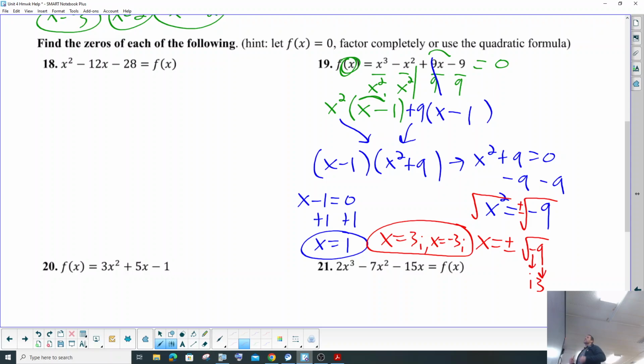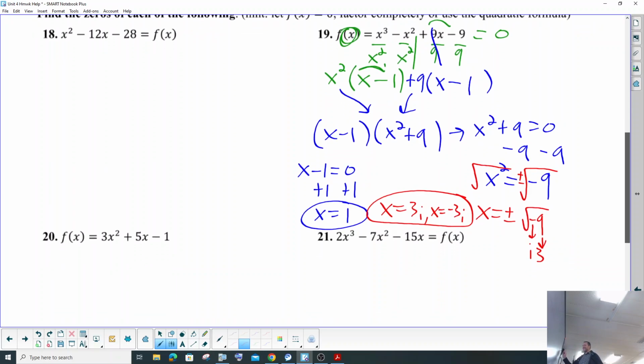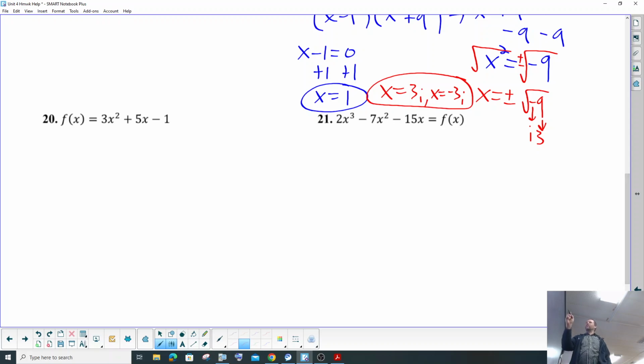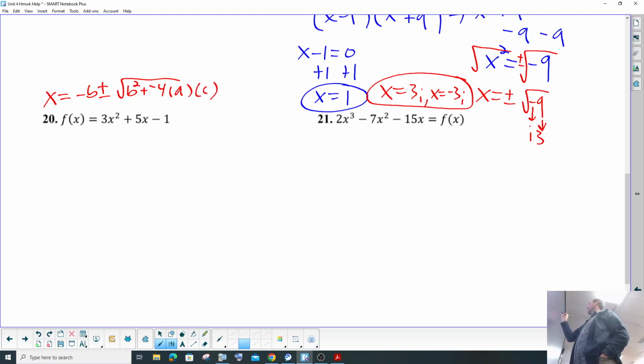Okay, so we're just helping you. There's number 19. Ooh, that looks suspicious. Number 20 looks suspicious for maybe x equals negative b plus or minus the square root of b squared minus 4ac all over 2a. A little bit of quadratic formula going on in that one. Wayo.